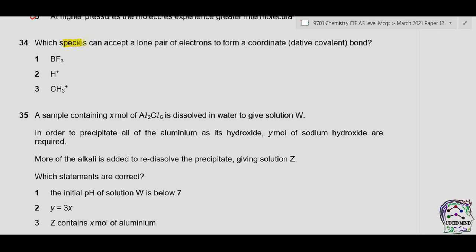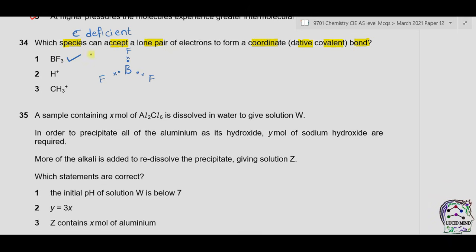Question 34. Which species can accept a lone pair of electrons to form a coordinate or dative covalent bond? Now, those compounds can accept a lone pair which are electron deficient. Electron deficient means that the central atom does not have complete 8 electrons in its outermost shell. First one is BF3. Now, boron has 3 electrons in the outermost shell that are bonded to 3 fluorine atoms. Now still we can see that only 6 electrons are present in the outer shell of boron, so therefore it can accept a lone pair of electrons to complete its octet.